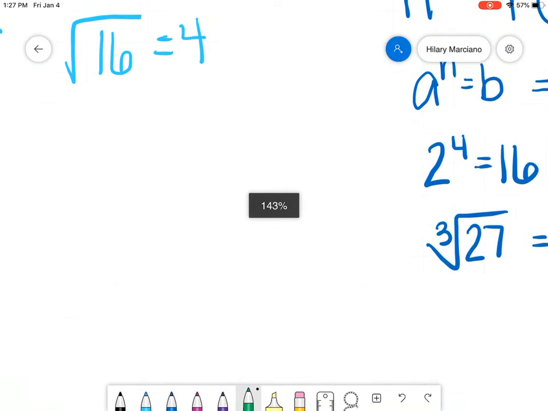Moving on to this 1 over b to the n. So remember, we're going to solve these just like we did 1 over b squared, but now that n might be a number that isn't 2.